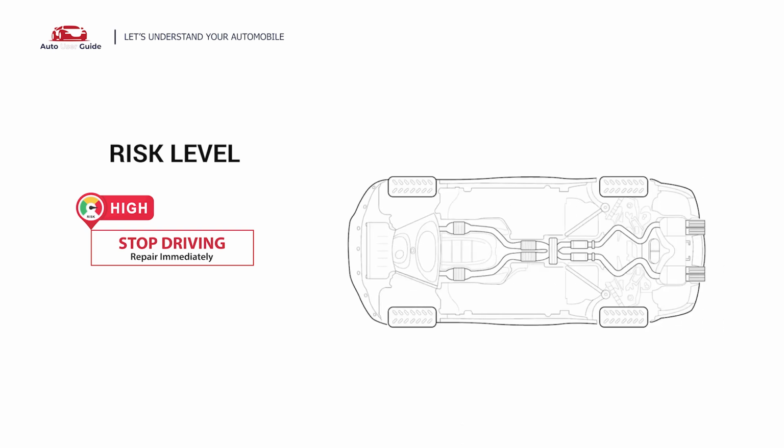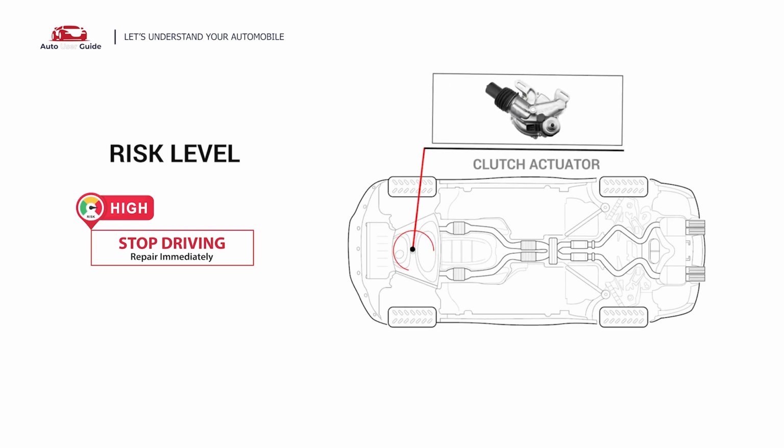This error code indicates the vehicle's computer, powertrain control module or transmission control module, has detected a low voltage or resistance issue within the circuit that controls the clutch actuator. Under this circumstance, stop driving and repair your vehicle immediately.